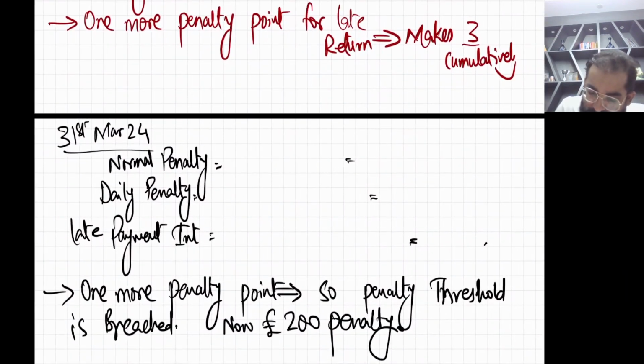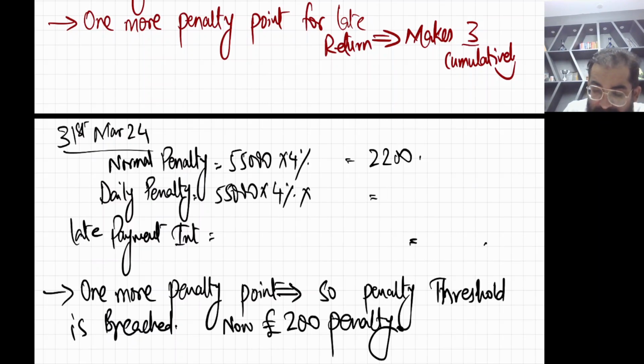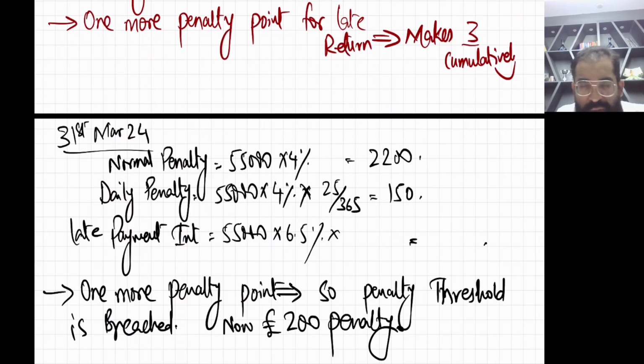So 55,000 multiplied by 4% is 2200. Then the daily penalty will be 55,000 multiplied by 4% per annum. And what are the excess days? 55 minus 30 is 25, divided by 365. This makes around 150 pounds. Then late payment interest is 55,000 into 6.5% into the actual number of days, 55 divided by 365. That makes around 302.